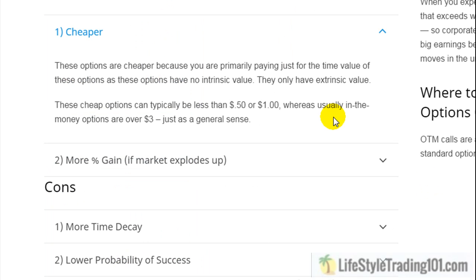Now with pros and cons, the pro is that out of the money calls are generally cheaper. You'll typically see something less than 50 cents or $1 for one option contract, whereas in the money options are almost always a few bucks or more, typically over $3, for example. Out of the money call options are also much more explosive in terms of percentage gain on your capital if you time it right.